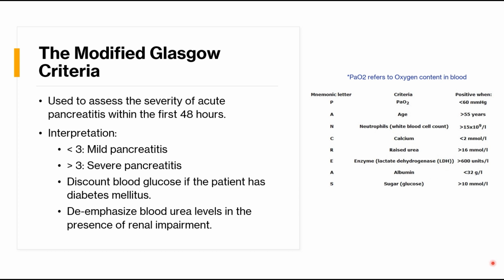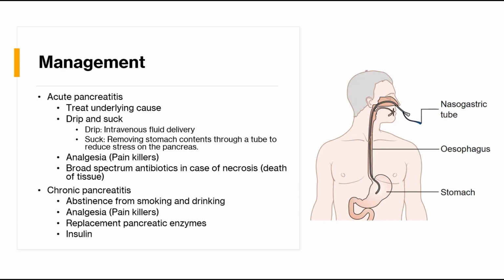Each criterion is considered positive when it reaches certain levels, like you can see on the right, and each positive criterion gets 1 point. For patients with diabetes mellitus, you'll overlook the glucose criterion, and for patients with kidney or renal impairment, you'll discount the raised urea criterion. If a patient has a score that is greater than 3, it means that they have severe pancreatitis.